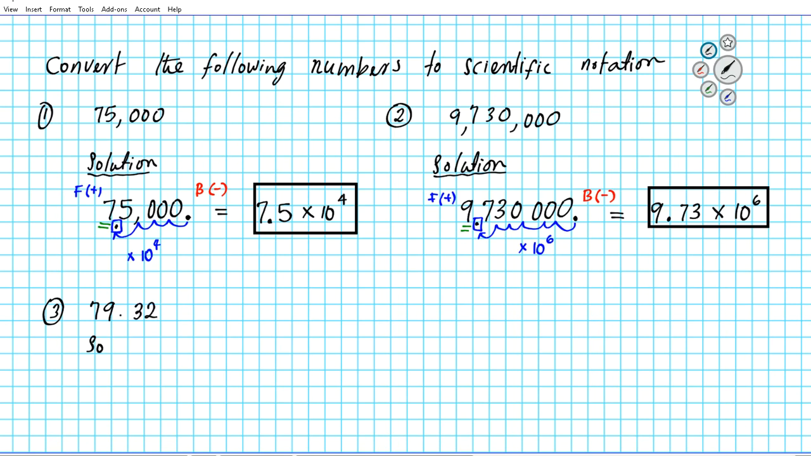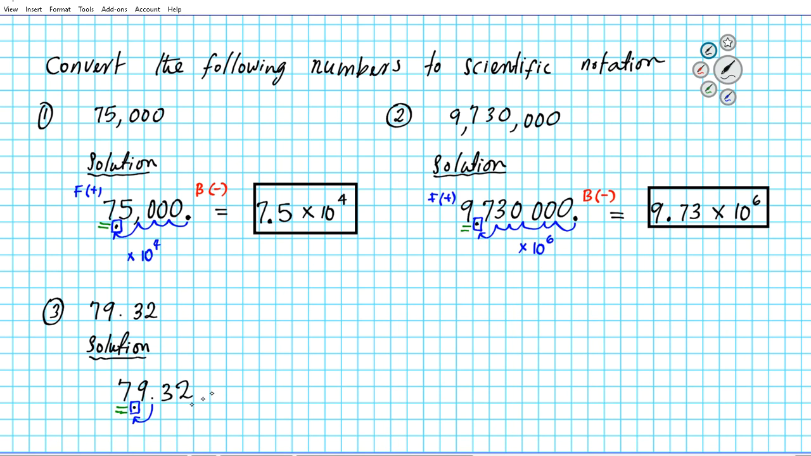Alright, we want to convert this into scientific notation. How do we do this? So we have 79.32. Our first digit is 7. So we need to move our decimal point from this position right here to this position. That will be a move 1 place to the front, which is a positive direction. So just move it 1 place to the front, and that will take it right here.